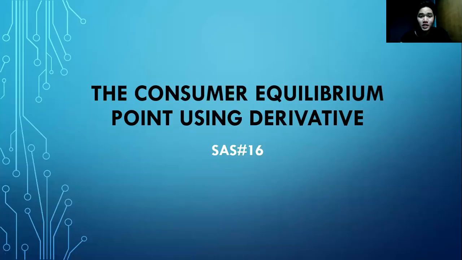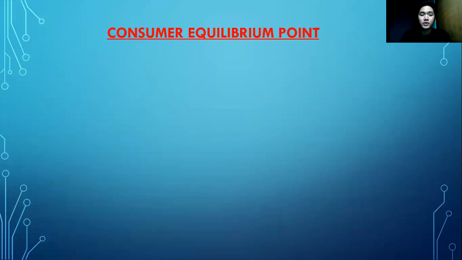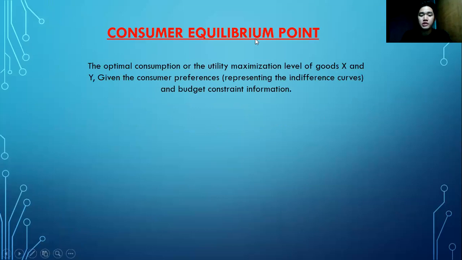So, hello class. For the continuation of our discussion, number 16 is about the consumer equilibrium point using the derivative. When we say consumer equilibrium point, it's the optimal consumption or the utility maximization level of good X and good Y given the consumer preference representing the indifference curve and the budget constraint information. So, ibig sabihin, yung consumer equilibrium point, that is the optimal or best consumption na kayang ibigay ni consumer just to realize the maximum utility or satisfaction sa goods or products na ibinebenta natin.